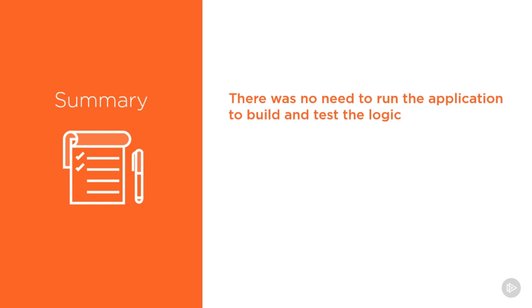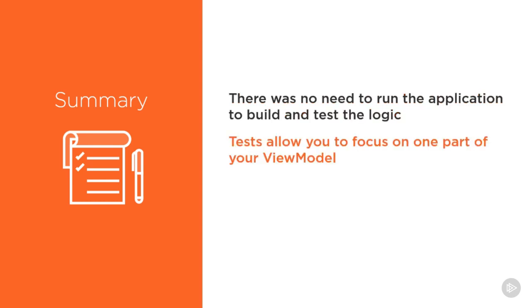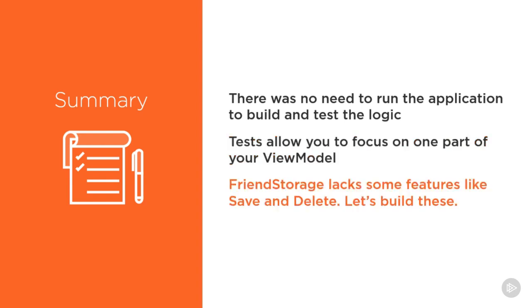We have also seen in this module that the unit tests allow you to focus on one part of your view model. You first write the test for that part, and then you can implement the logic. In the last clip, we have started the friend storage application, and you have seen that our logic worked. But you have also seen that friend storage lacks some features, like for example, save and delete. Let's build these features now in the next modules to finish the friend storage application.